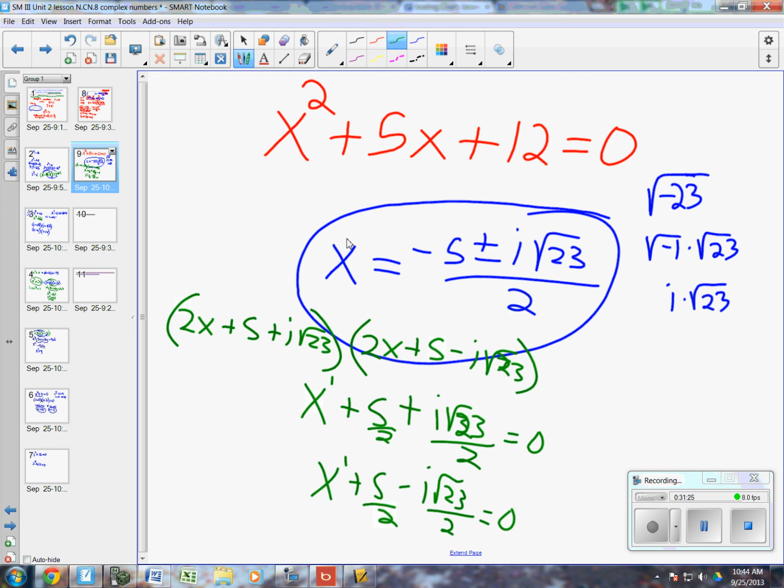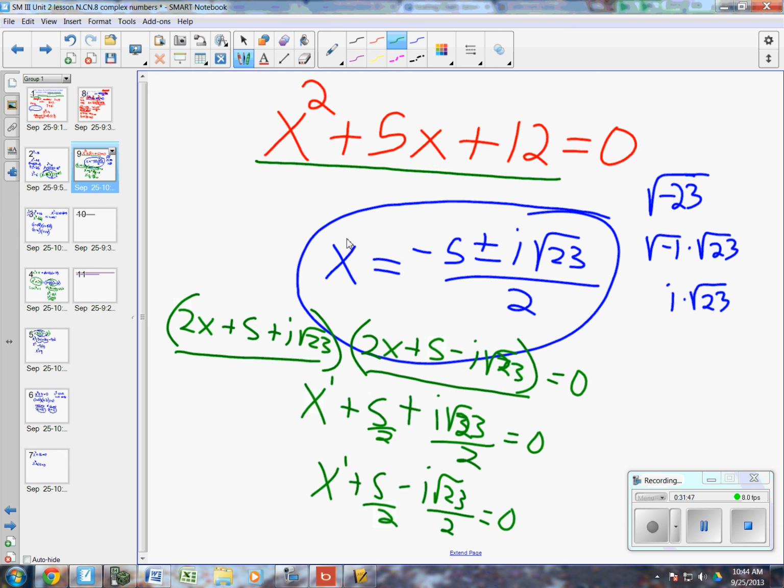Well, it was a negative 5. When I went to the other side, it was negative 5 both times. The plus and minus is over here. So it's going to be a plus when you move it to the other side. Okay? And if you multiply these 2 things together right here, you're going to get x squared plus 5x plus 12. Those are your 2 linear factors.